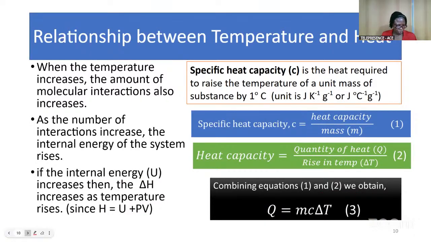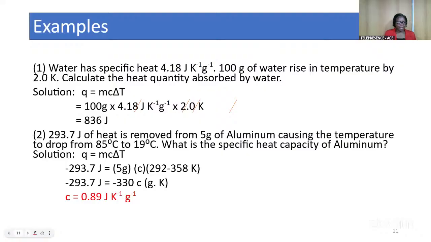So how do we apply this? Let's take a quick example. Water has specific heat capacity of 4.18 joule per Kelvin per kilogram. 100 grams of water rise in temperature by 2.0. The question is, calculate the heat quantity absorbed by water.